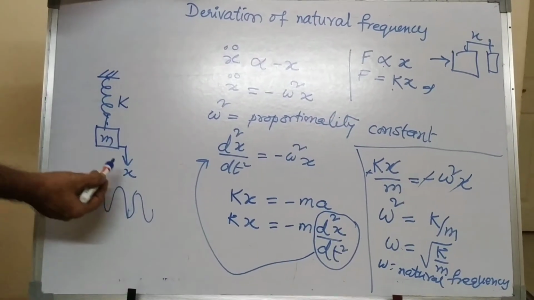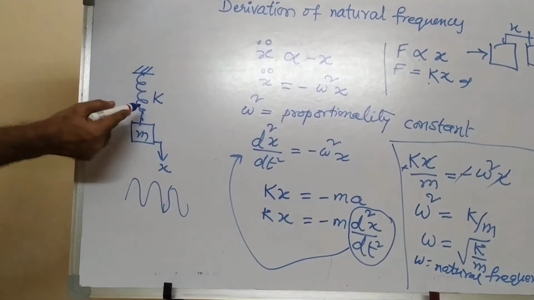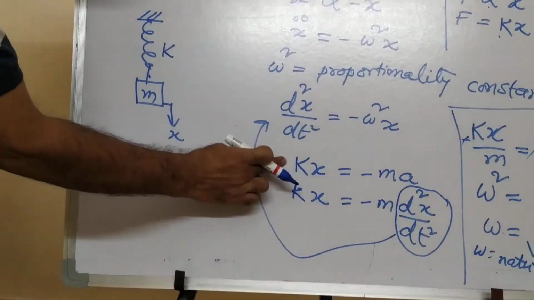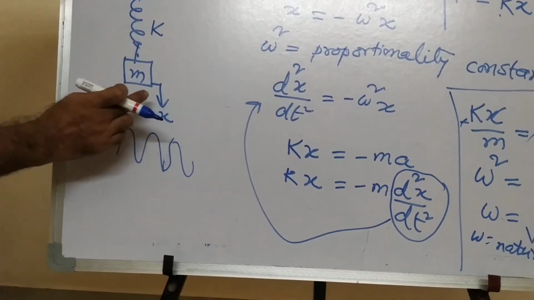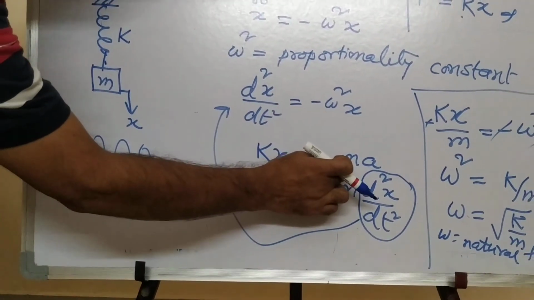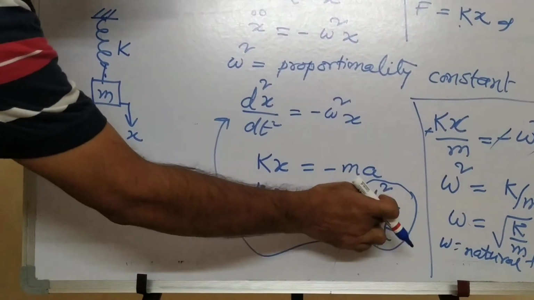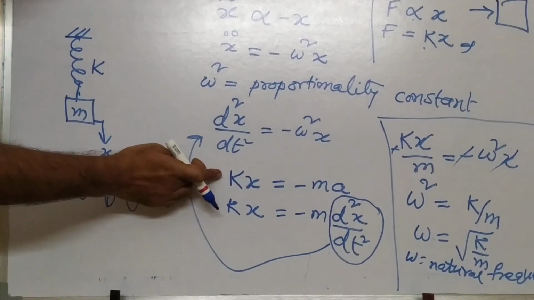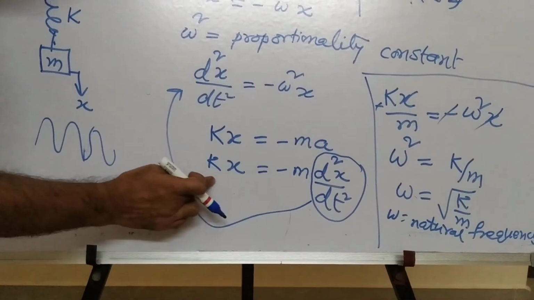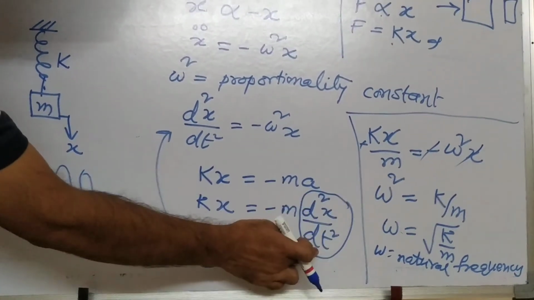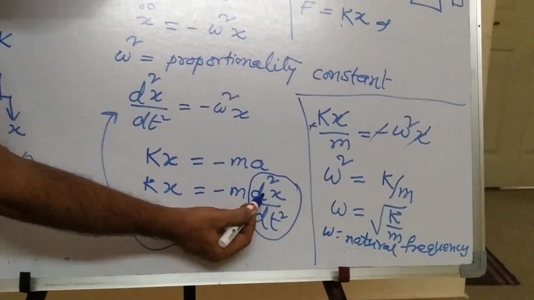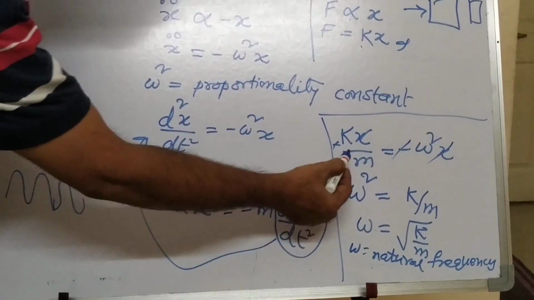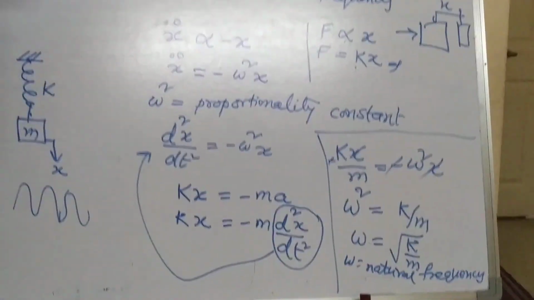Now come back to the spring system, where if the mass moves x distance, the spring has a force of kx. When this mass is vibrating, the inertia force, which is m into a, acceleration, nothing but m into d square x by dt square, is opposing the stiffness force kx. That's why we write minus. So kx equal to minus m d square x by dt square. Then substituting this d square x by dt square into this equation, what we get here is omega equal to root over k by m.